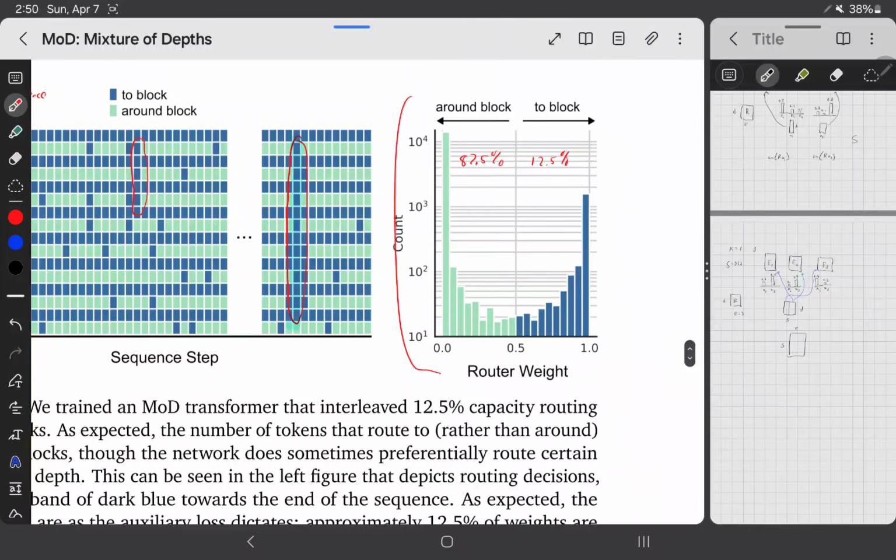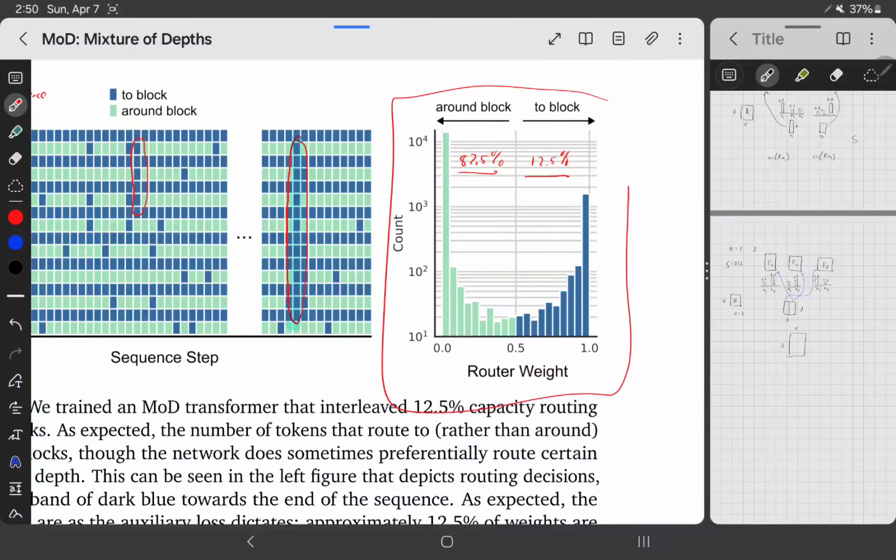And then here, the router weight, if they use the first strategy, the sigmoid strategy, then 12.5% of the values are greater than 0.5 and 87.5% are less, as you would expect, because that's how you're training the thing. So this is what you would use to sample. This is just the distribution, but yeah, 87.5% over here. So yeah, it trains as you would expect.